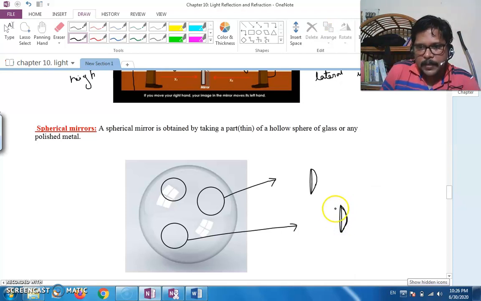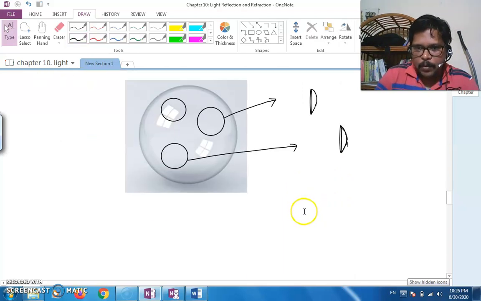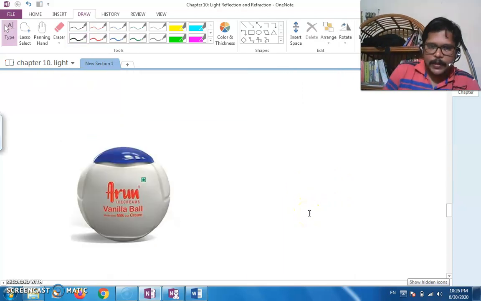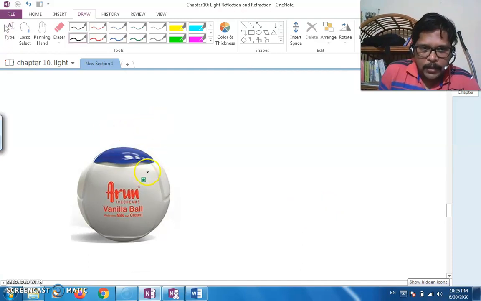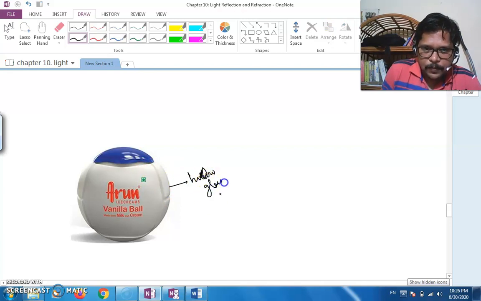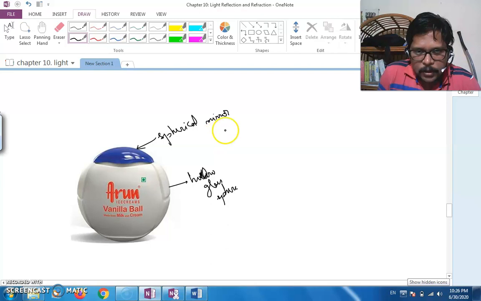To understand better how the side view will be, I have put one more diagram in front of you. Imagine an ice cream cup in the shape of a ball. This is hollow, so you can take it as a hollow glass sphere. The cap from it you can consider as a spherical mirror, the one which I cut and take out. You can see the shape of the cap.